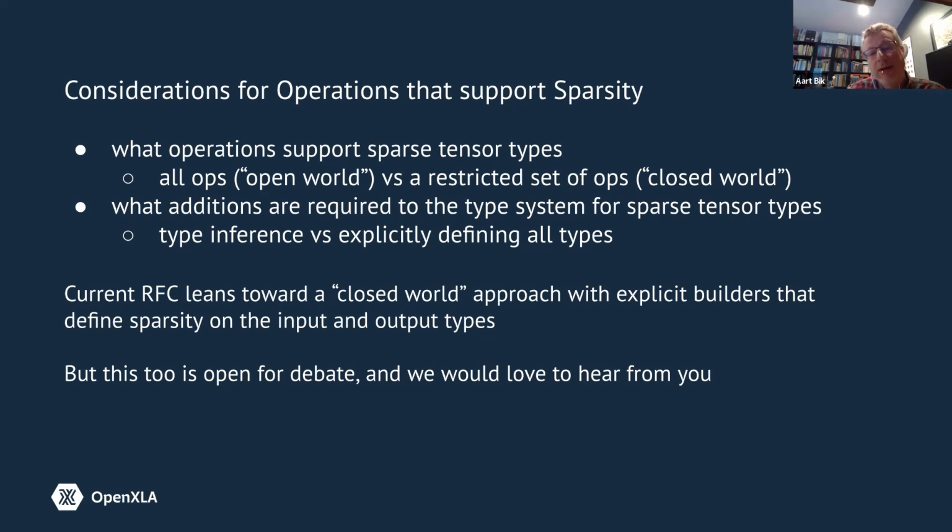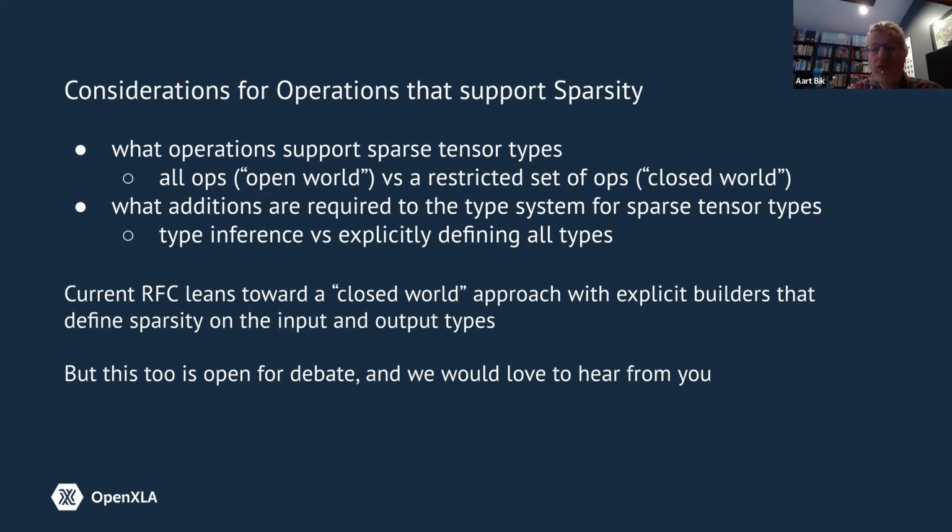And then the second problem is what I was alluding to in the previous slide: do we want a type inference system where the compiler automatically, given the input operands, computes the output operand sparsity type, or do we just want to explicitly define that? Again, here we're leaning towards having an explicit builder for that, because there are no heuristics that capture all cases. Sometimes you add two sparse tensors and the model writer knows that the output will be dense, even though the two inputs are sparse. And sometimes the output will be sparse. So relying on inference rules, although doable, is not always the right approach.